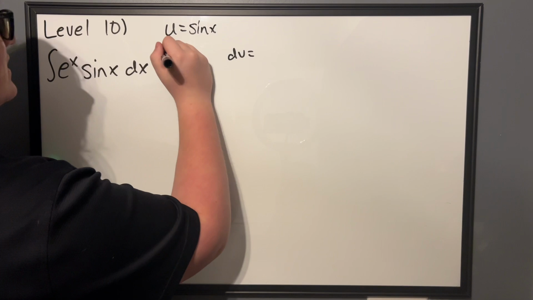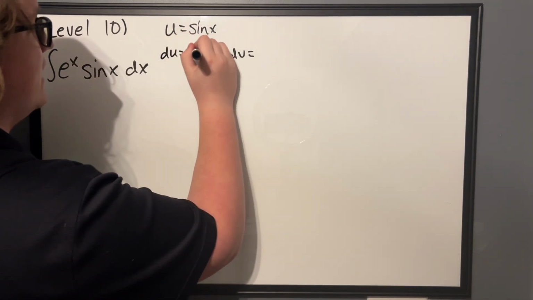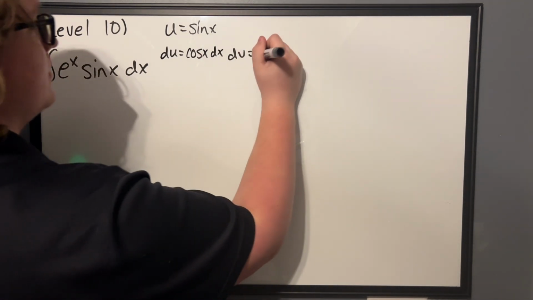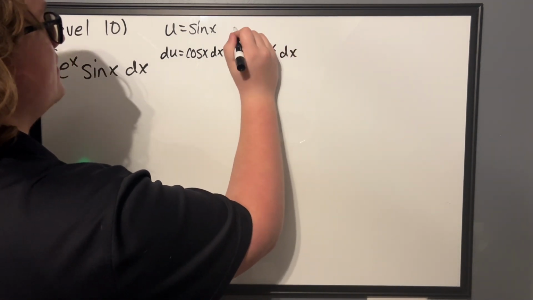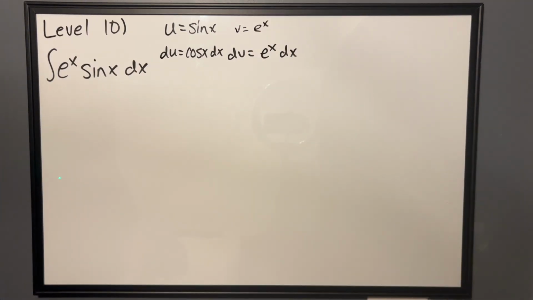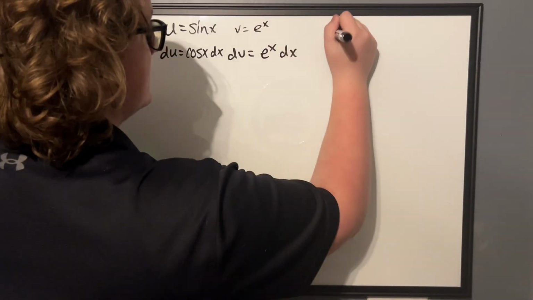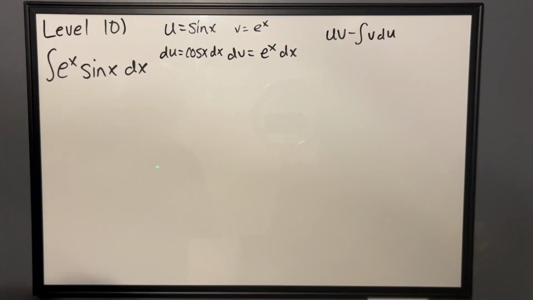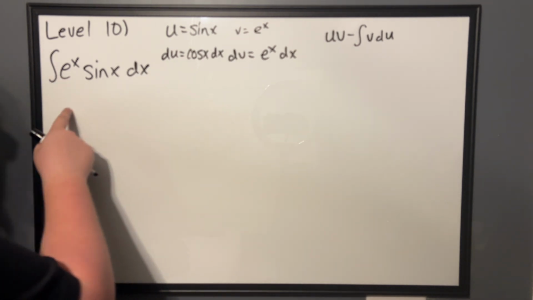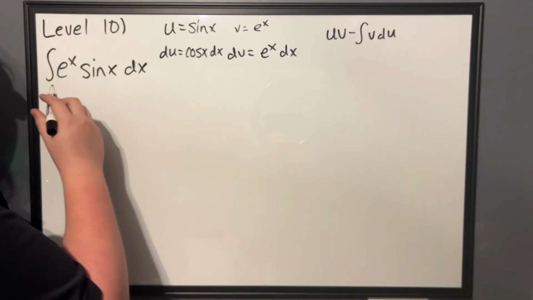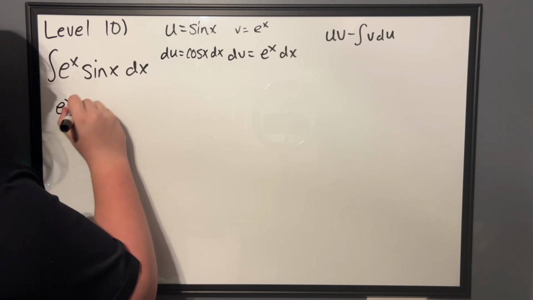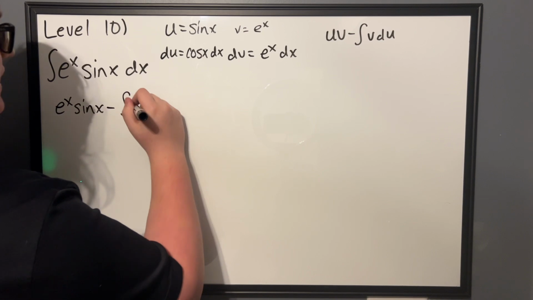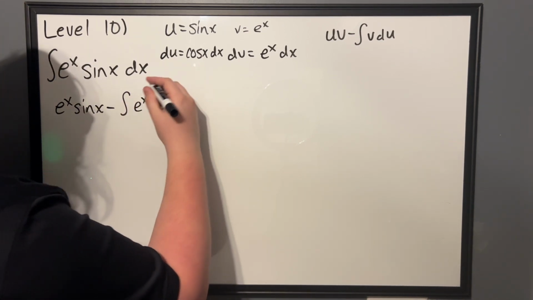I'm going to pick u equals sine x, which means du is the derivative, so that's cosine x dx. Now dv is going to be the one we left over, so it's going to be e to the x dx, which means that v is equal to e to the x. Okay, now remember our integration by parts formula is uv minus the integral of v du. We're going to need to use that a couple times for this question. So we're going to rewrite this integral as uv, right, which is e to the x times sine x. So we have e to the x sine x minus the integral of v du. Well, v is e to the x, du is cosine x dx.